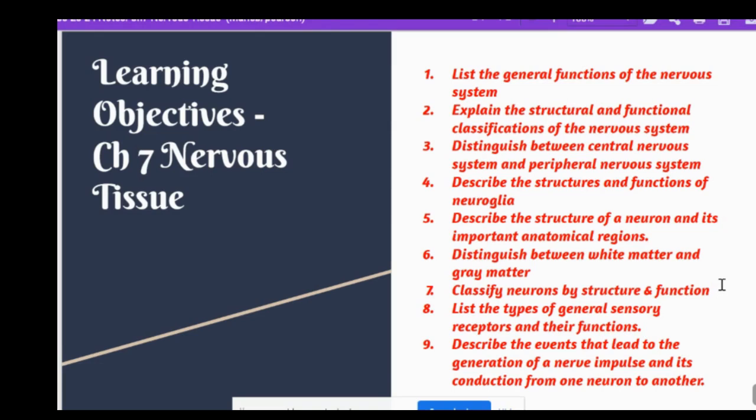Number 7, classify neurons by structure and function. We'll go over that. Number 8, list the types of general sensory receptors and their functions. So, sensory receptors and their functions. And number 9, describe the events that lead... This will probably be the most complicated one. Describe the events that lead to the generation of a nerve impulse, also called an action potential, and its conduction or transmission, its movement from one neuron to another.